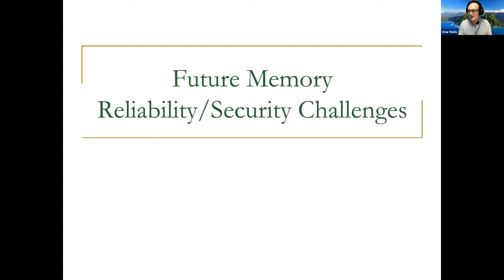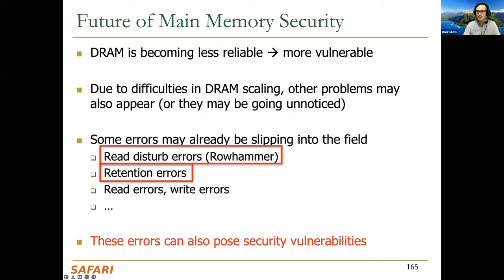No problem with that. Okay, so now that I've covered a lot of the work related to RowHammer, let me think about the future a little bit. Because the future is very interesting, and the future is all about technology scaling in the end. Clearly, DRAM is becoming less reliable and more vulnerable because of technology scaling issues. And I believe other problems may also appear, or they may be going unnoticed today. For example, some errors may already be slipping into the field. Clearly, RowHammer is an example, but there may be retention errors. That's why I talked about retention early on in this talk.